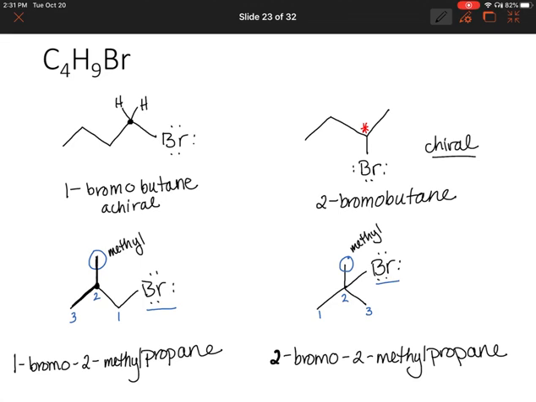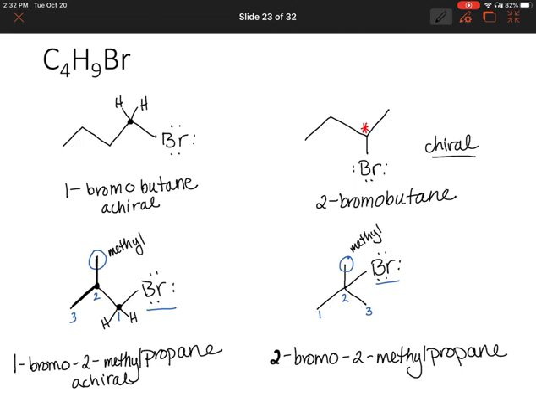And then it might also be tempting to say that carbon 1 is a stereocenter, but again, remember that that is bonded to 2 hydrogens. So that is also not a stereocenter. So is this molecule chiral or achiral? Achiral, because it does not have any stereocenters.